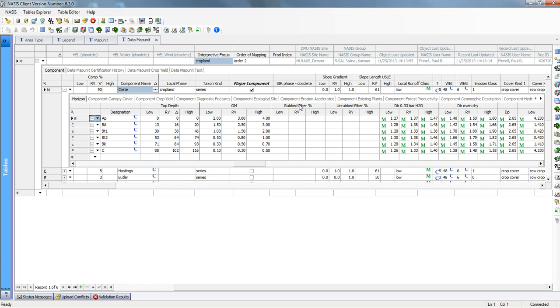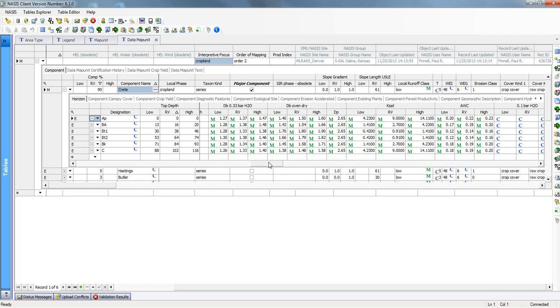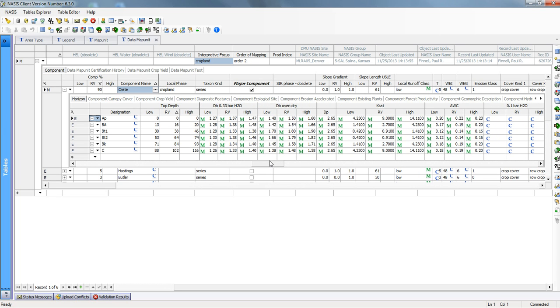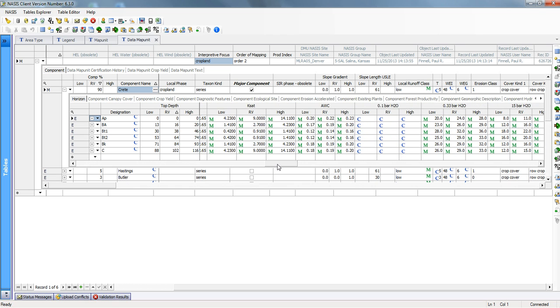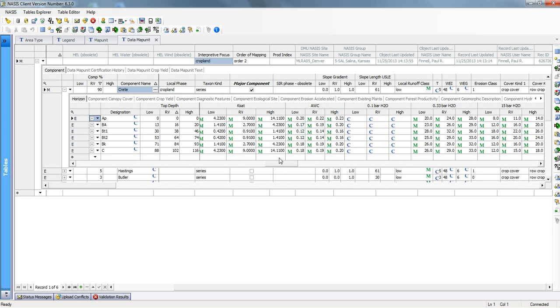Then in your histosols, you've got your rubbed fiber and your unrubbed fiber. And then you've got your bulk densities. Please pay attention to your bulk densities. Make sure these bulk densities are populated correctly and as close as possible to what you have for actual lab data. Bulk density is an important feature in the soil. That's one of the Super 7 that you need to make sure are always populated properly. Your KSAT values, we've had a lot of controversy over probability and KSAT over the years.